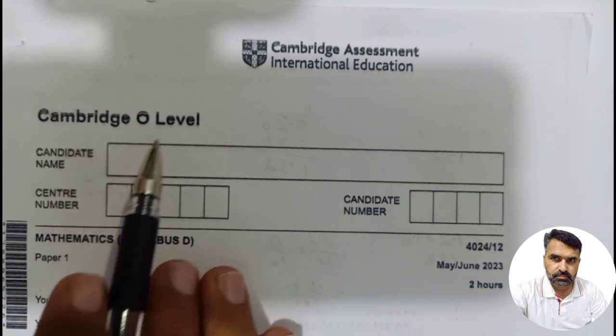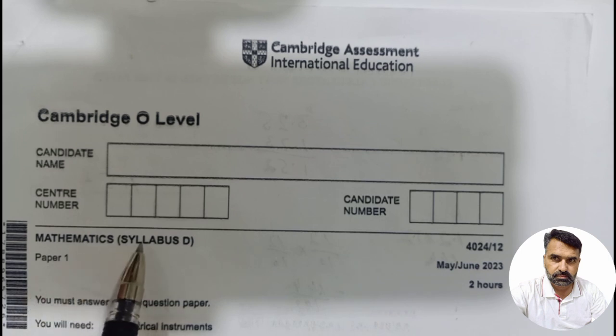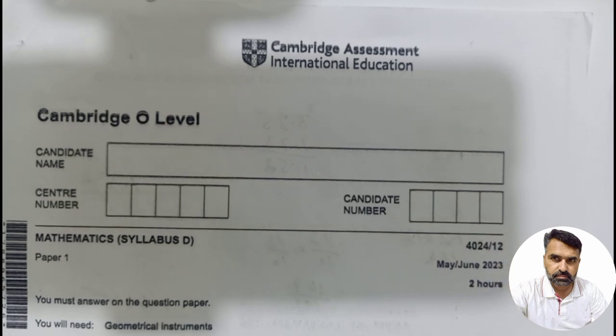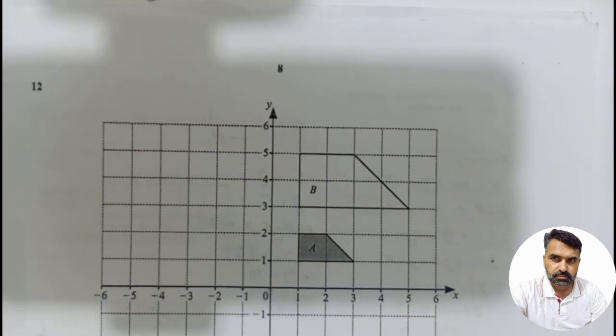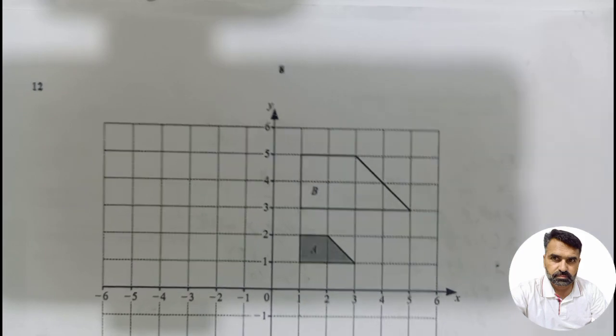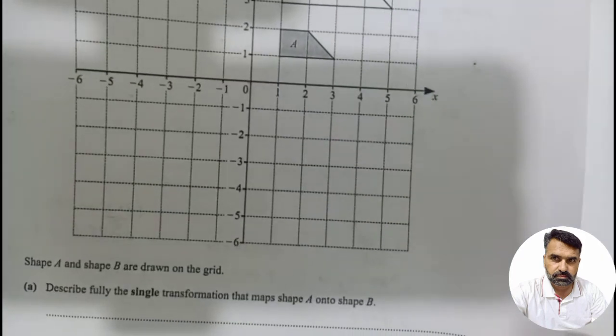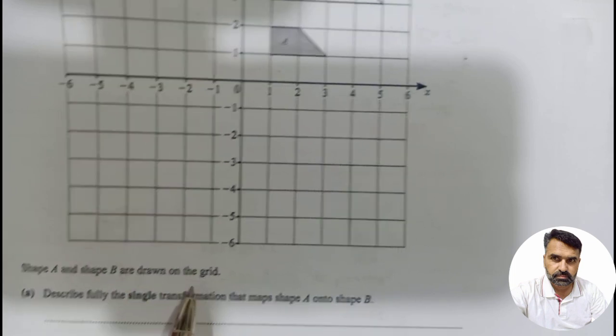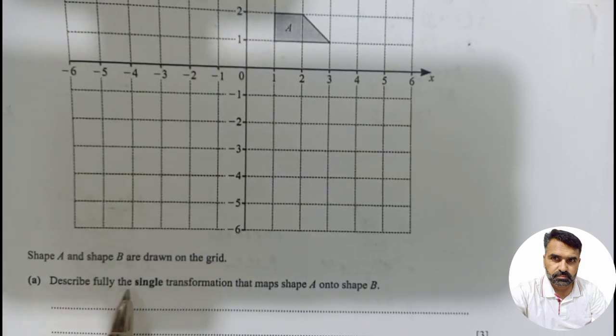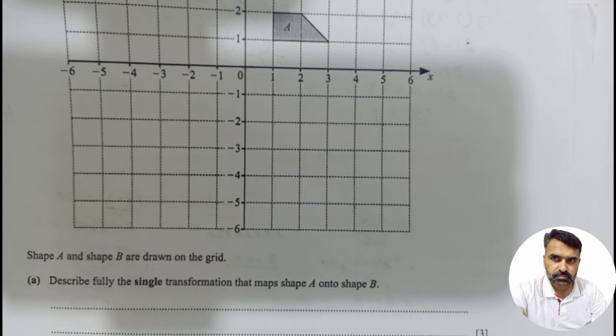Dear students, Cambridge O Level Mathematics, Syllabus D, Paper 1, 4024/12, May/June 2023, and the question number is 12. There is a diagram on a piece of graph, and shape A and shape B are drawn on the grid. In part a, describe fully the single transformation that maps shape A onto shape B.